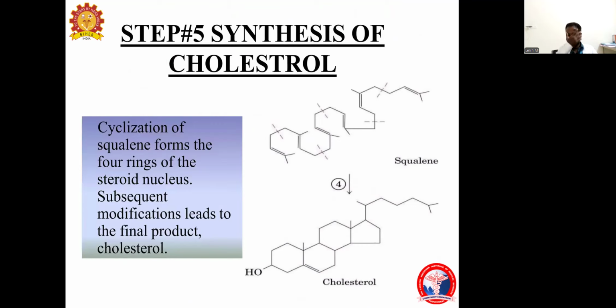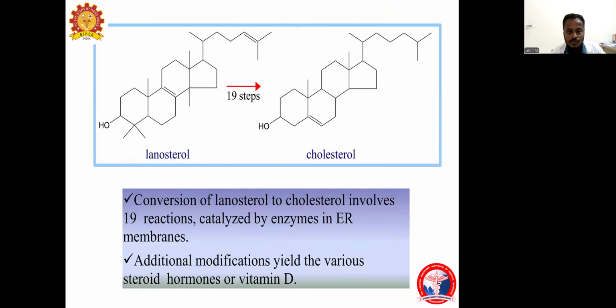So from lanosterol, after undergoing about 19 reactions, finally cholesterol will be formed. And in step 3, the synthesis of cholesterol from lanosterol, 18 to 19 reactions will occur and finally cholesterol will be formed. That is the most important thing: the cholesterol will be formed.